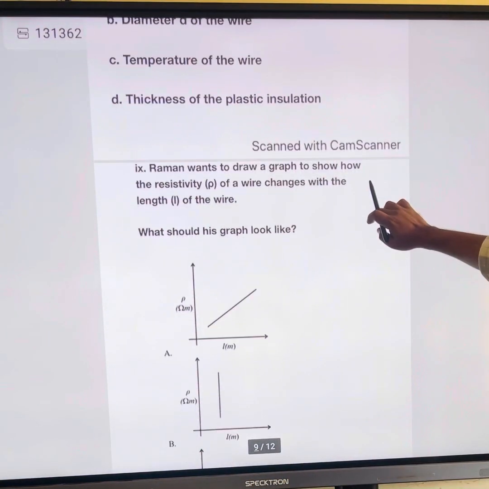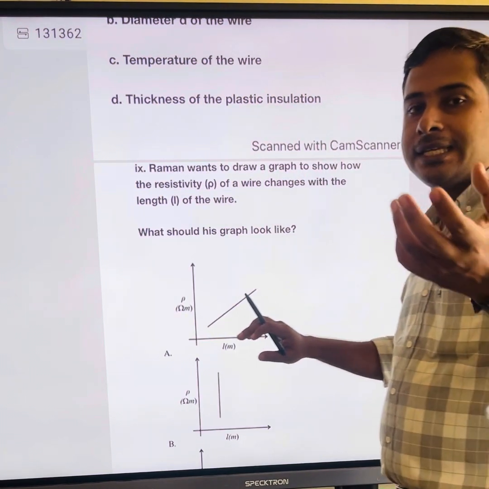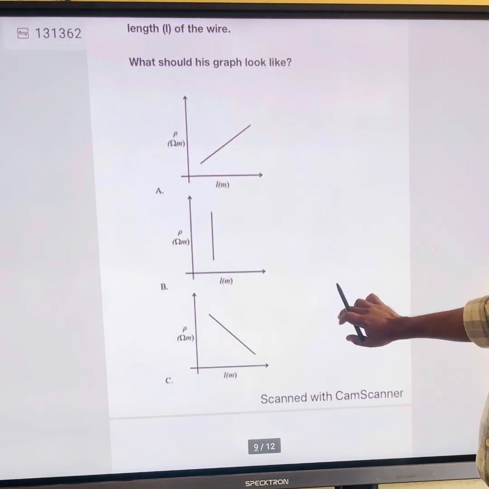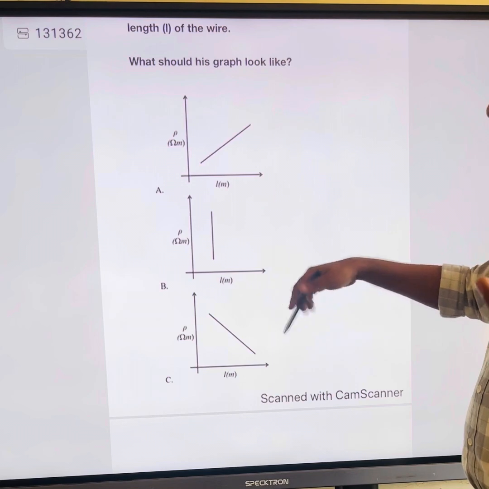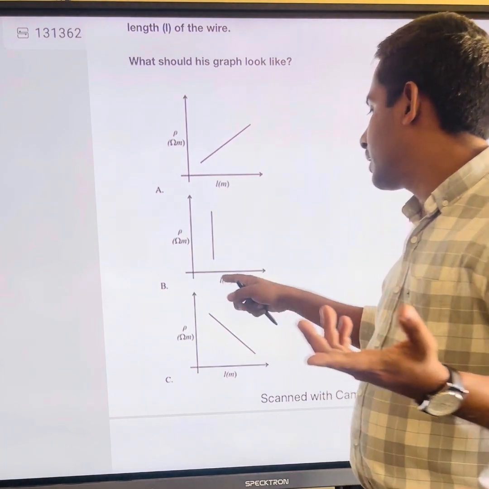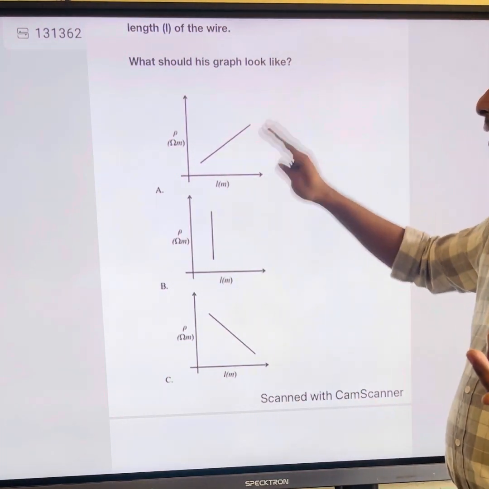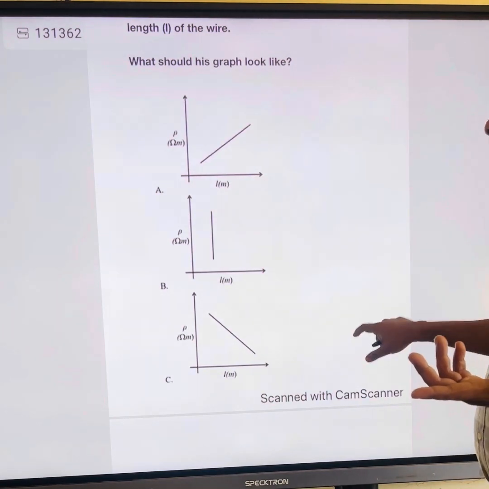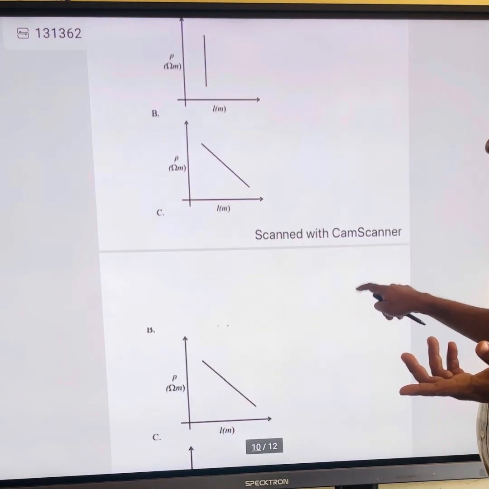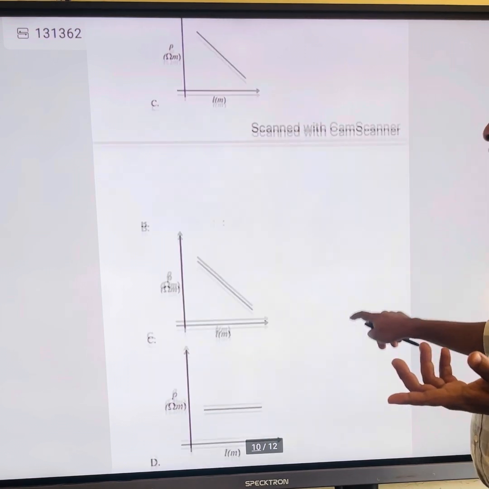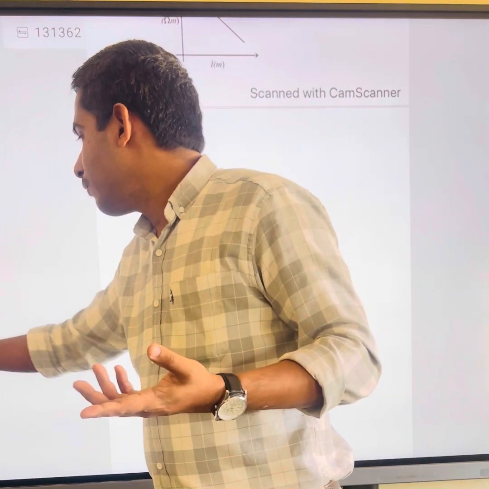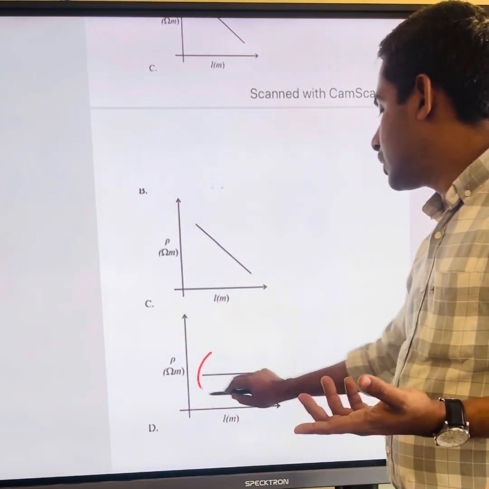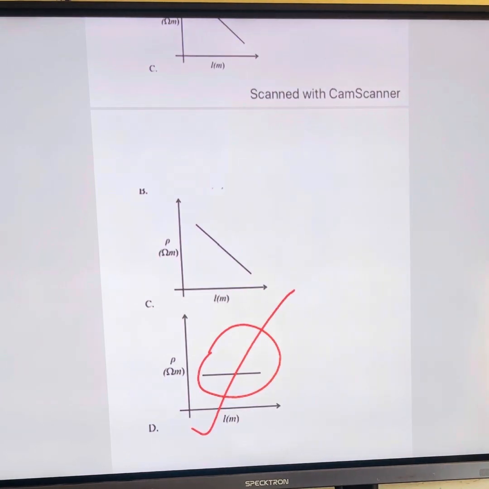Raman wants to draw a graph to show how the resistivity varies. Already I said the resistivity depends on the nature of the material. So rho and L proportional, that is wrong. Then rho and L, like this graph, rho increasing with L, that is also wrong. Then rho decreasing is also wrong. Then here again wrong. So we can say whatever the length, rho always should be the same, no change. So this one will be the correct answer.